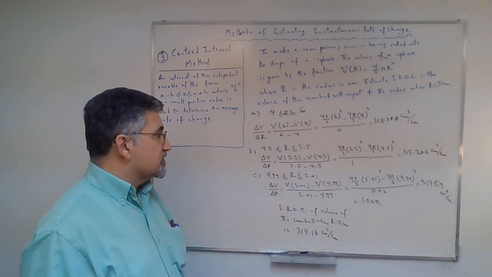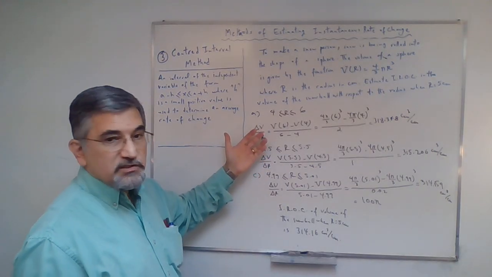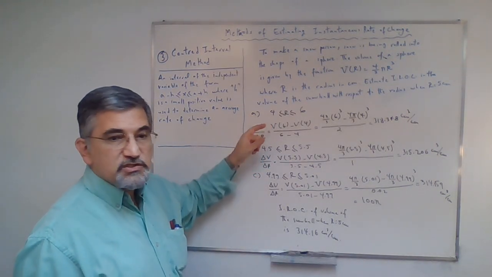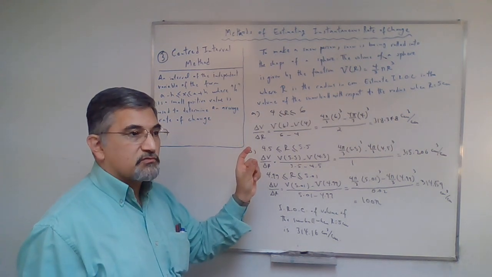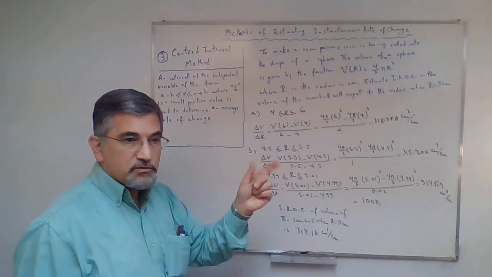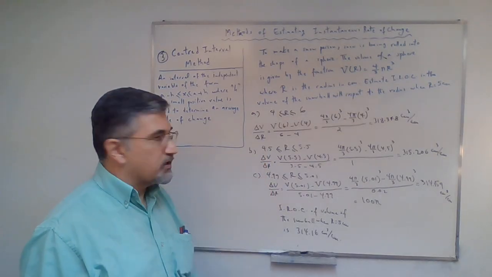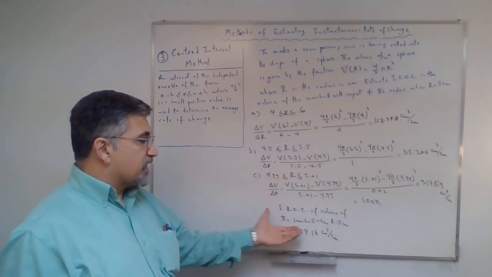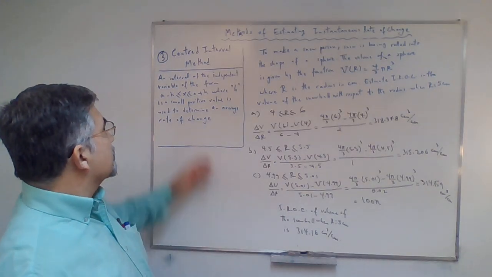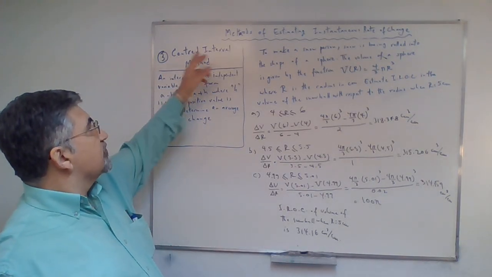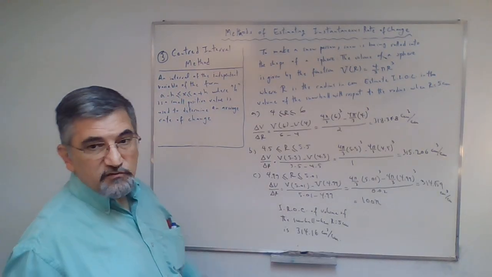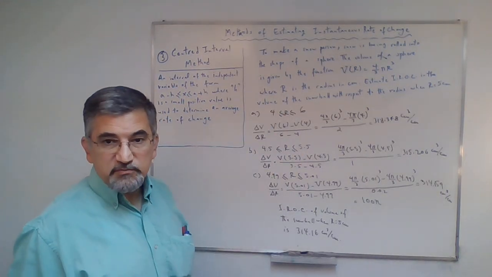As you see, we actually calculated an average rate of change, but that average rate of change is calculated in between two points that are very close to one another. And that's why we call this an estimation. So this was the third method of estimating instantaneous rate of change. It's called the centered interval method, and this was one numerical example for you.